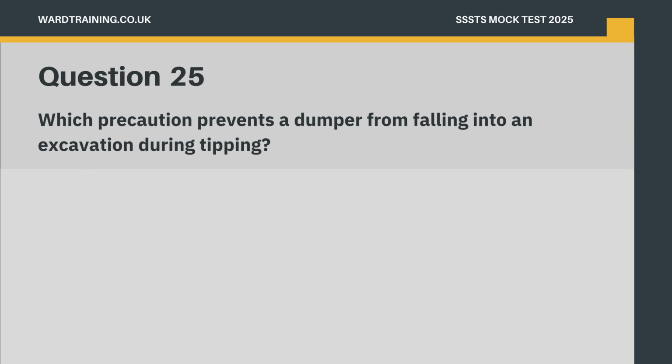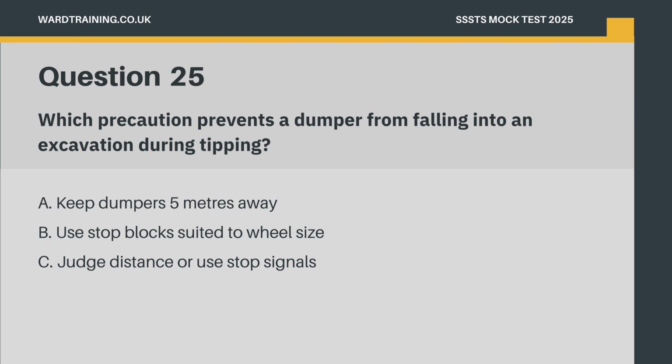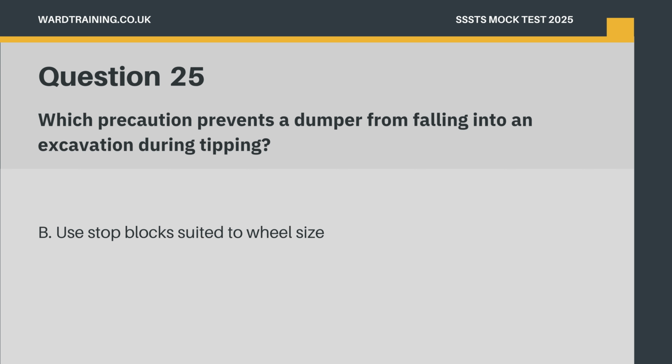Question 25. Which precaution prevents a dumper from falling into an excavation during tipping? A. Keep dumpers 5 meters away. B. Use stop blocks suited to wheel size. C. Judge distance or use stop signals. D. Use cones to mark tipping point. Answer: B. Use stop blocks suited to wheel size.